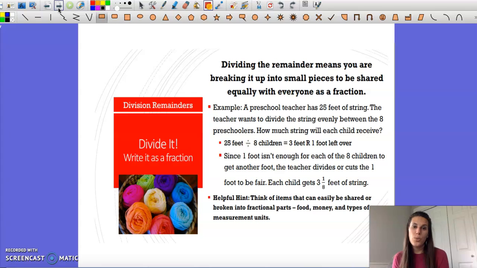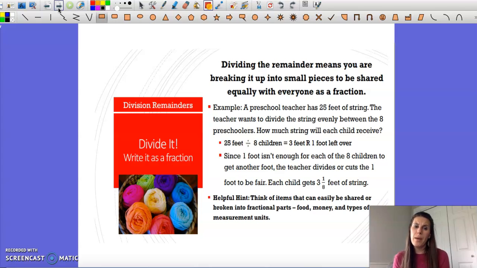When you do the math, 25 divided by 8 will give you 3, and then you'll have a remainder of 1 foot left over. So 1 foot is something that can be divided evenly and easily. So each child would end up getting 3, and then the fraction 1/8 of the whole.